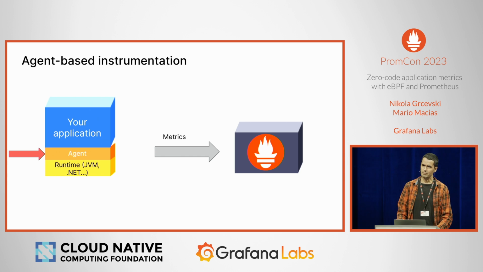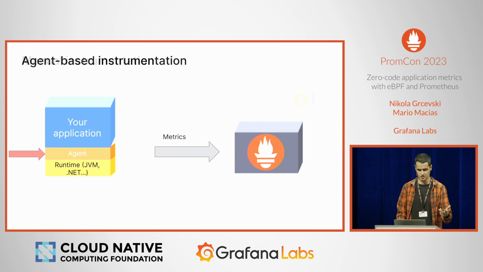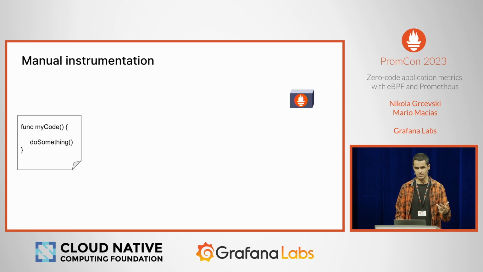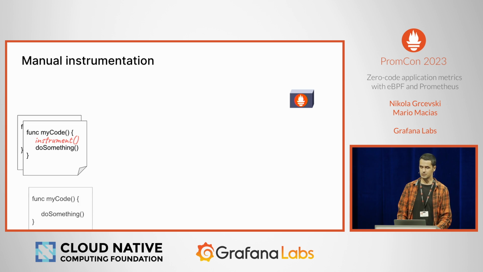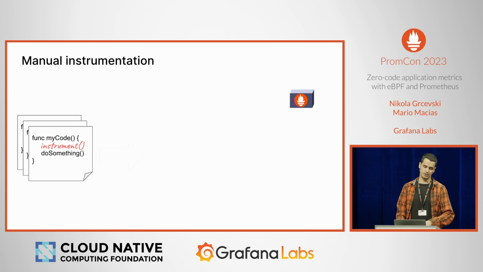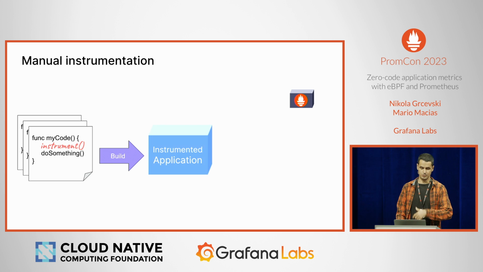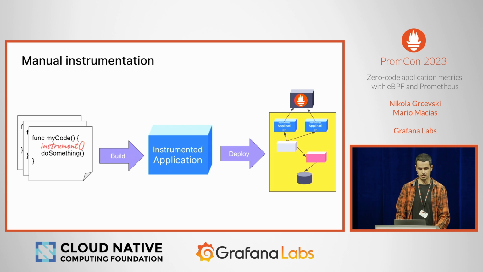But what happens with compiled languages like Go, Rust, C? If you want to instrument it, you need to get your code and add some instrumentation points. Then you rebuild it, you get your instrumented application, and it's ready to work.